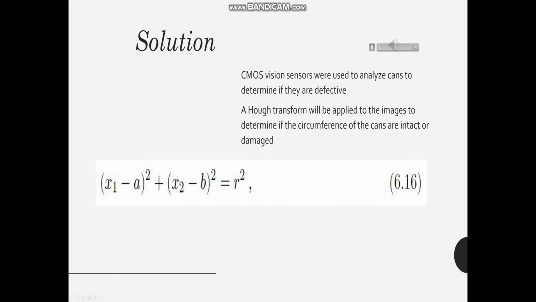A solution we proposed is using a CMOS vision sensor that could analyze the cans and let us know if there is a defect. Through using a Hough transform in MATLAB, we could apply this to an image to determine the circumference of the can, and it would tell us if it was intact, basically by scanning if it was a circle.